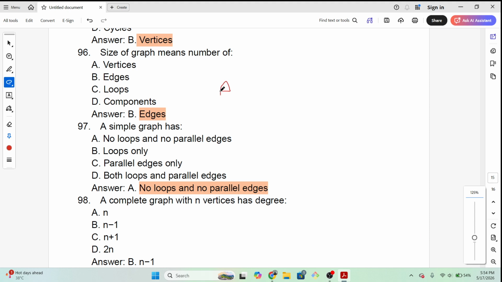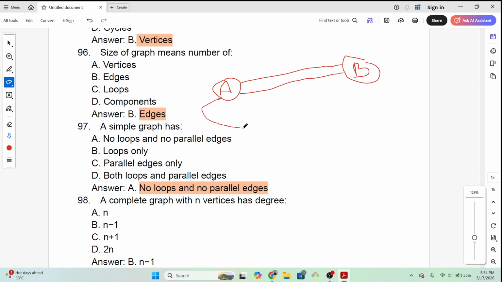Now suppose this is vertex A, and this is vertex B. If it is like this, these are parallel edges: two edges are parallel to each other. So this is not a simple graph. This is called a multigraph.